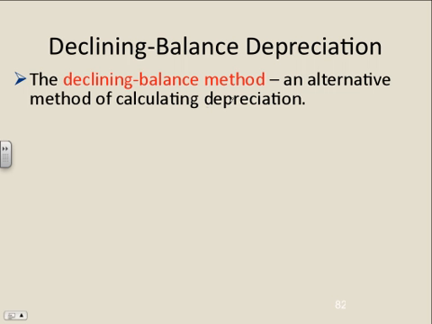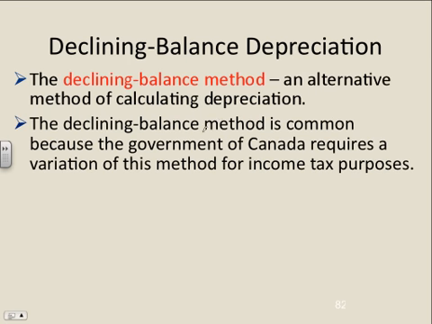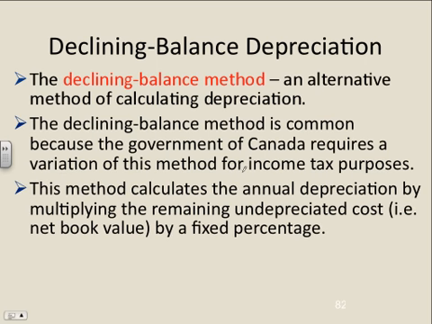The declining balance method is an alternative method to calculating depreciation. There are several methods. In this course we're only looking at these two. The declining balance method is common because the Government of Canada requires a variation of this method for income tax purposes. So this method calculates the annual depreciation expense by multiplying the remaining undepreciated cost.